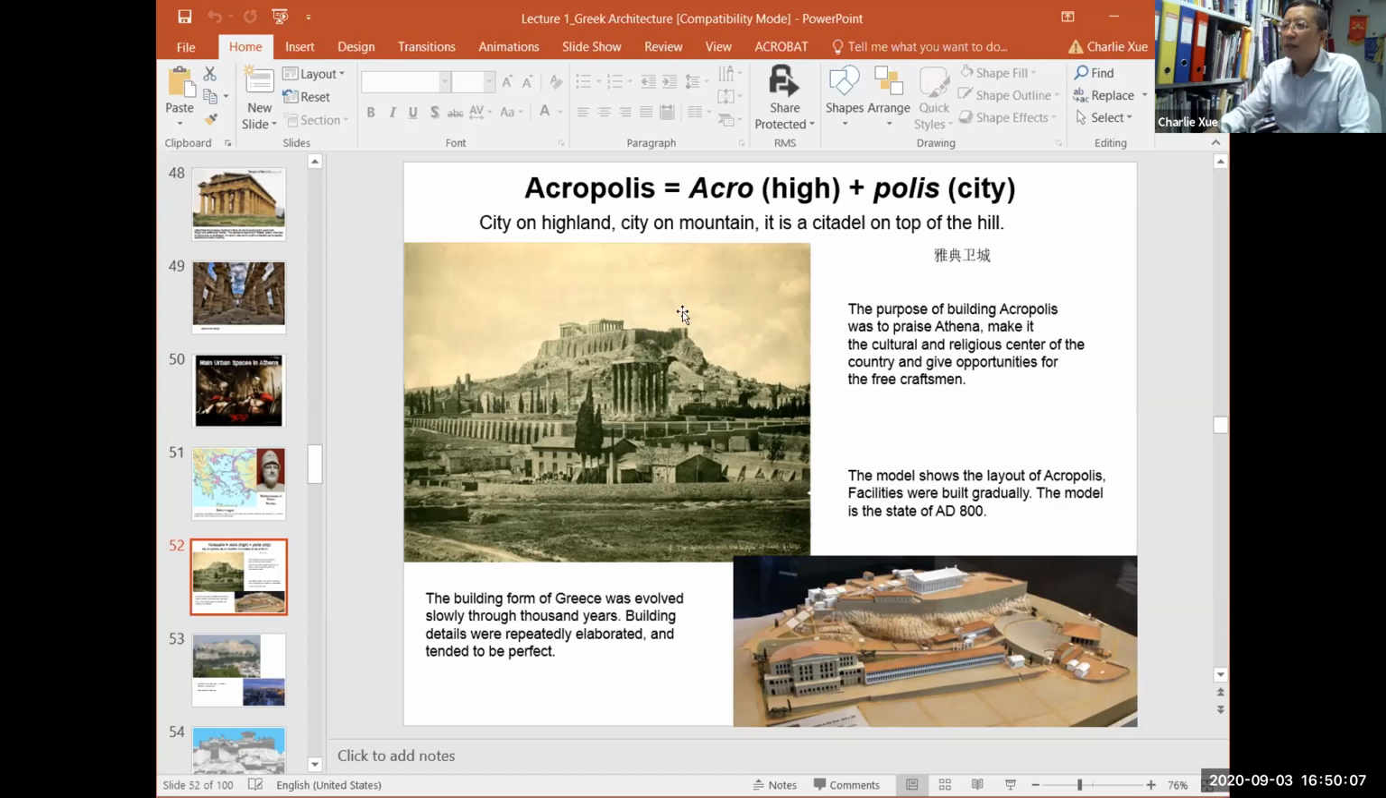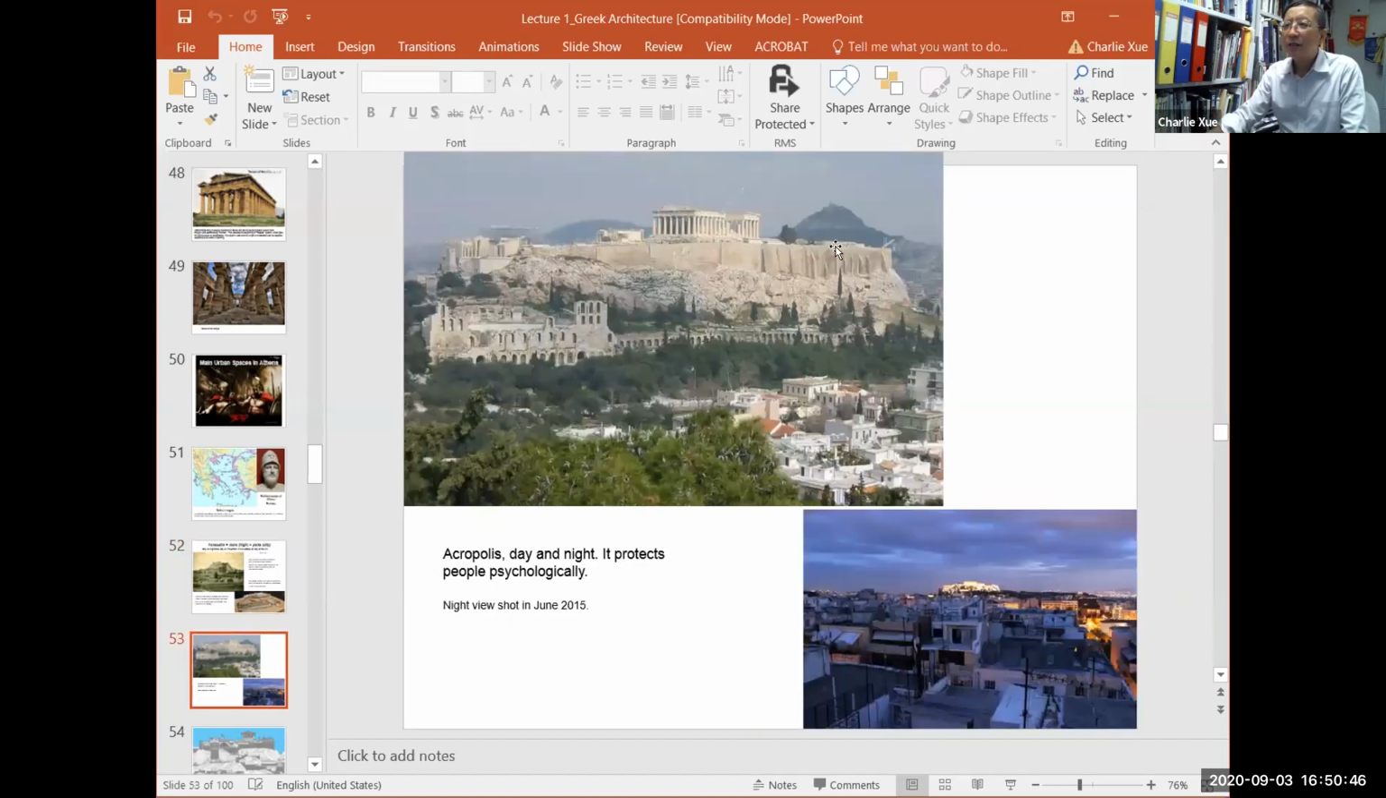Why build the city on the mountain top? Because this is mainly for defense. The enemy often invaded, so you want to defend this place. So a lot of cities were built on mountain tops. So this is a model from 800 years, going back to 500 years BC, that is 1,300 years. It underwent construction for a long time. So that is the Acropolis, Temple of Athena.